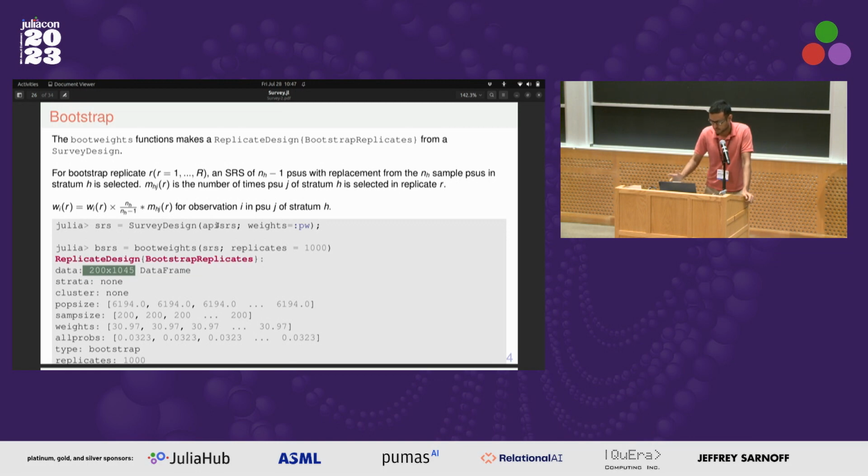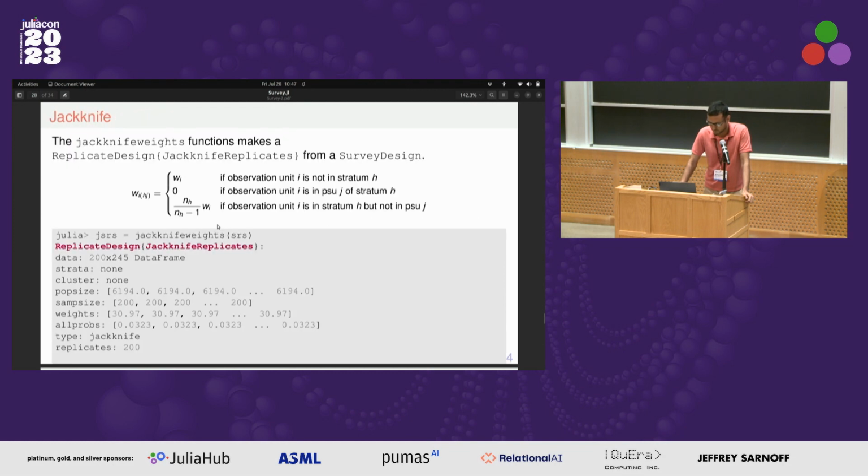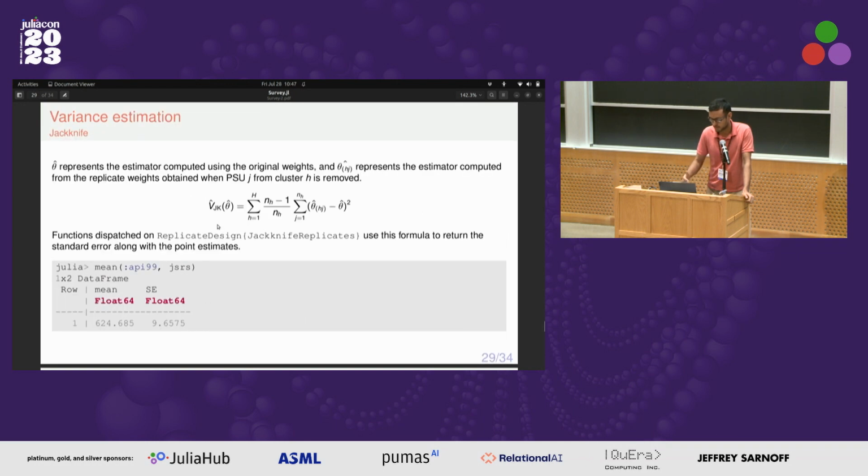Using these columns, then it computes the variance using a formula. So if you pass the replicate design instead of the survey design, in addition to the estimate, it also gives the standard error. Similarly, you can do it with jackknife. You pass your survey design, and then it makes a replicate design of type jackknife, and then it can calculate the variance using this formula. So if you pass a replicate design instead of a survey design, then it gives you the standard error in addition to the point estimate.